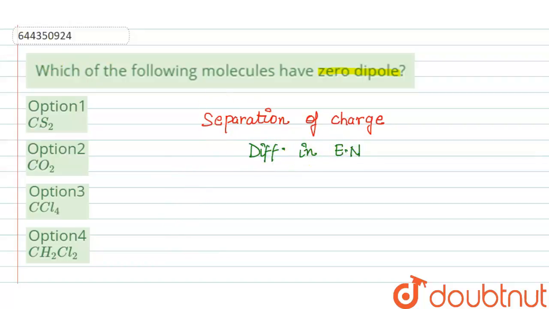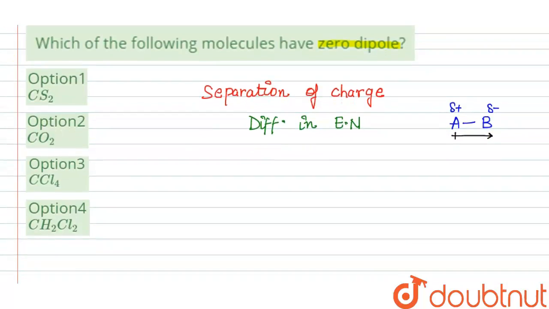So if we consider a molecule which has a covalent bond A, B. So if B is more electronegative than A, then this B will have a partial negative charge and A will have a partial positive charge. So the direction of dipole will be from the positive charge to negative charge. So it will be here, and this will be the representation of dipole.